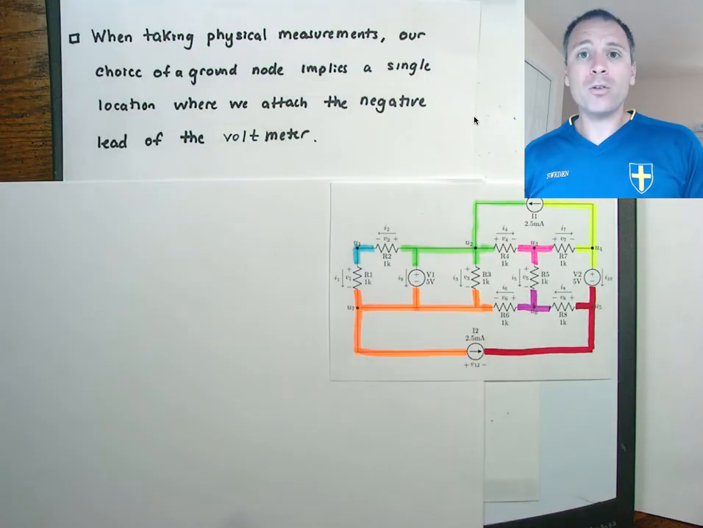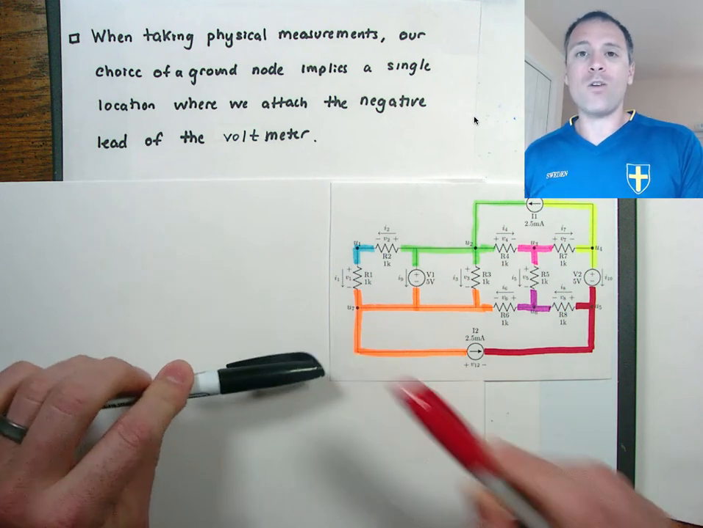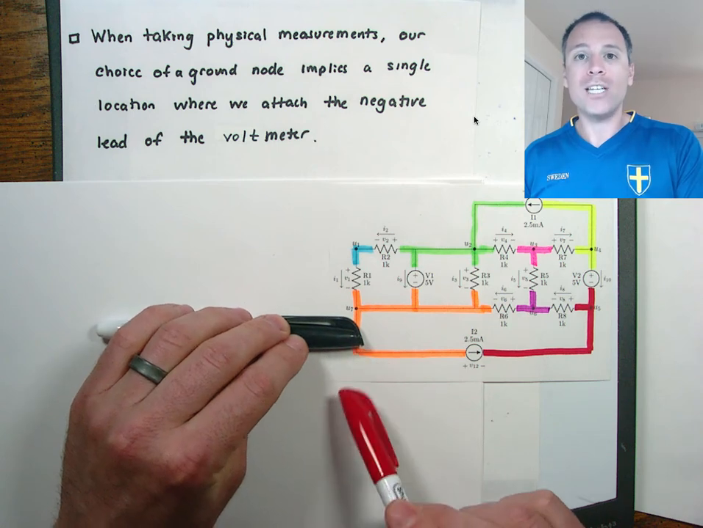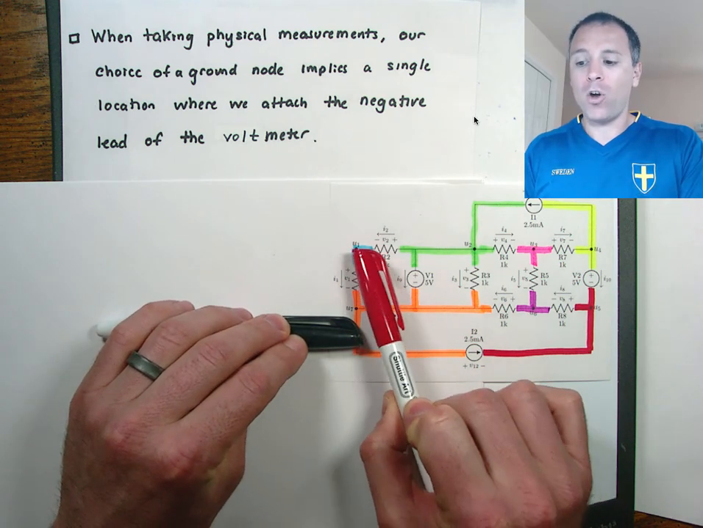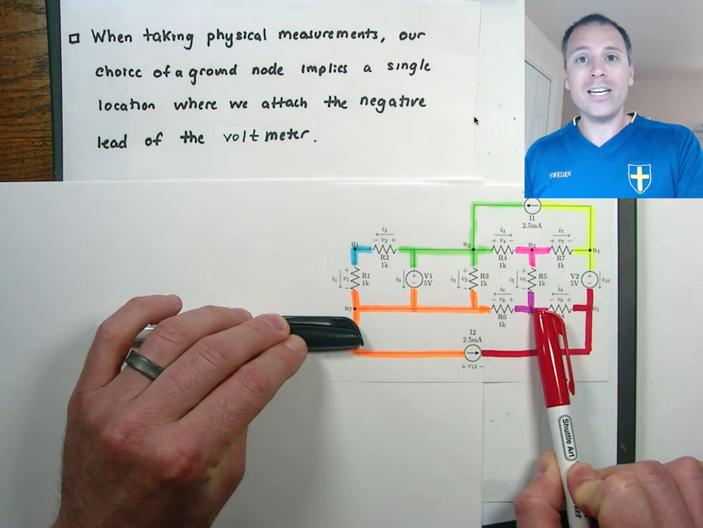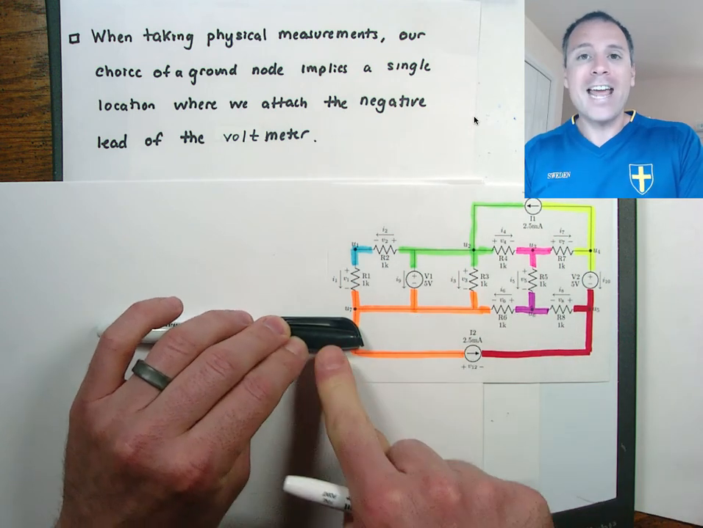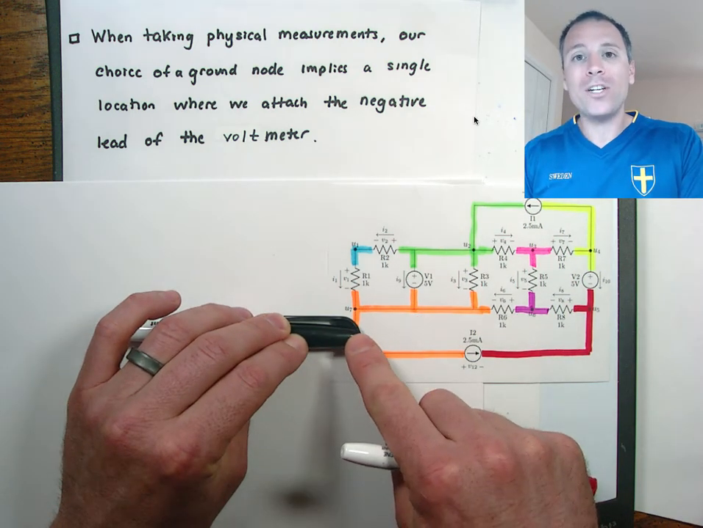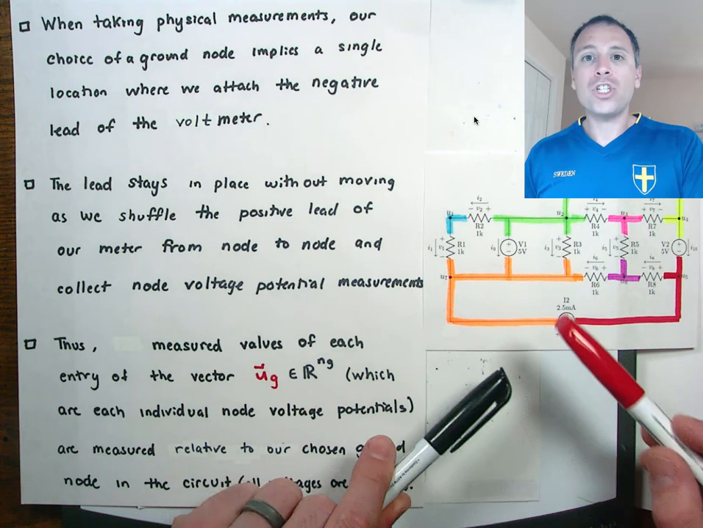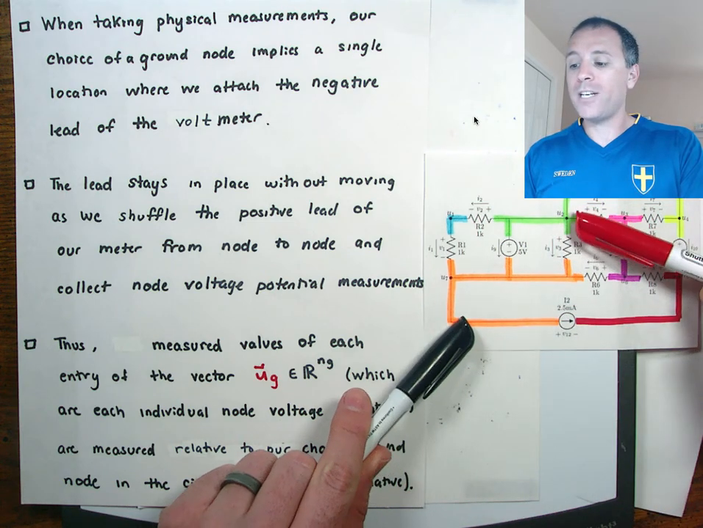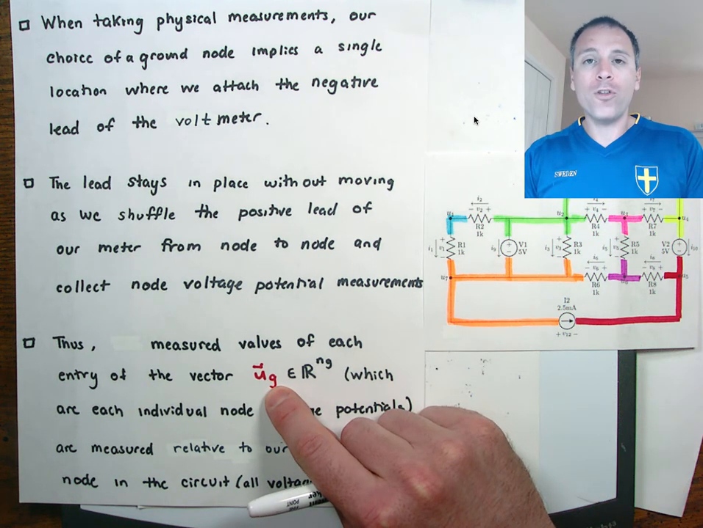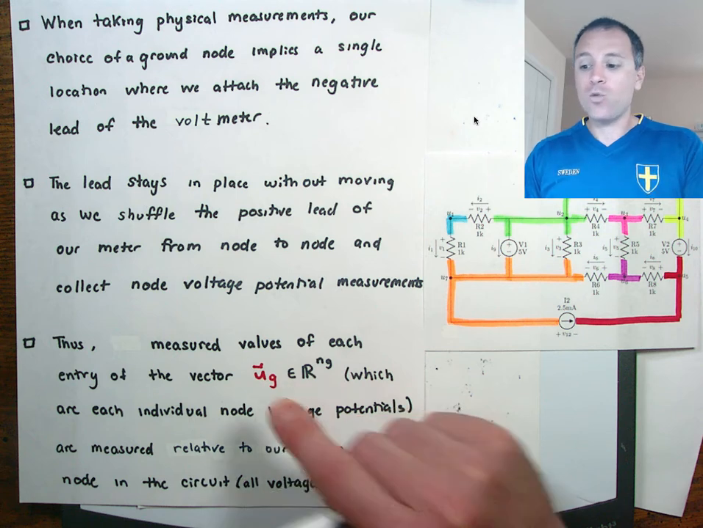In the physical circuit build scenario, what that means is if we choose, let's say, node 7 as the ground node, we attach the negative lead of our multimeter to node 7, and then we move the positive lead to node 1, node 2, node 3, node 4, node 5, node 6. We could also move it to node 7. The negative lead never moves. That node to which the negative lead of our voltmeter is attached is called the ground node. The fact that we're shuffling around the positive lead to make node potential measurements implies that every individual entry of the voltage potential vector U sub G is with reference to this ground.